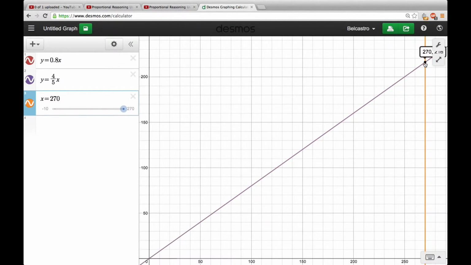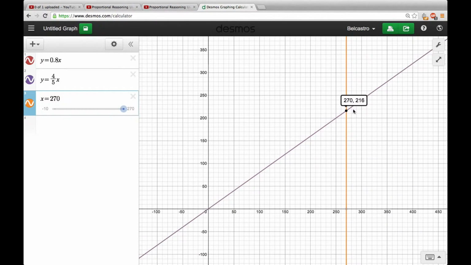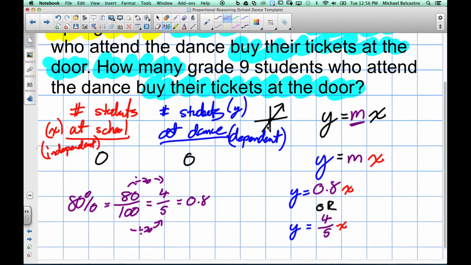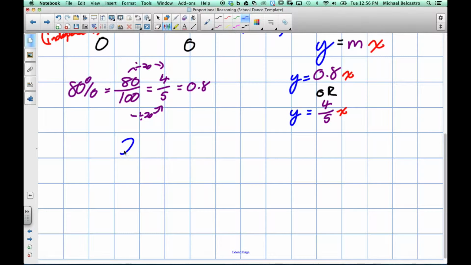Our intersection point is exactly what's important. X represents the number of students at the school, Y represents the number who attend the dance. As we zoom out a little here, you'll see that if 270 students are at the school and we have an 80% rate, both of these representing that, then there are 216 students at the dance. Great, that's important for us. So we know that 216 grade 9s were at the dance. Great. Now, that was our part 1.